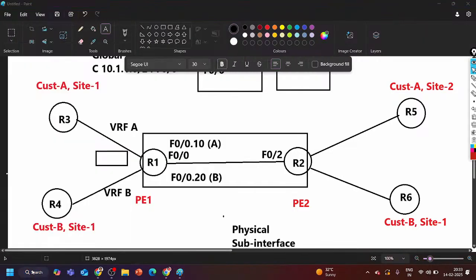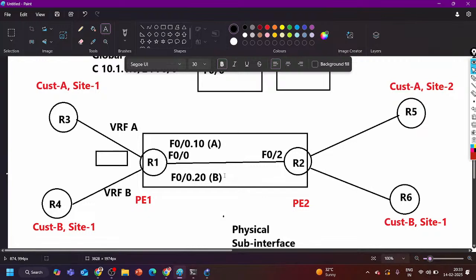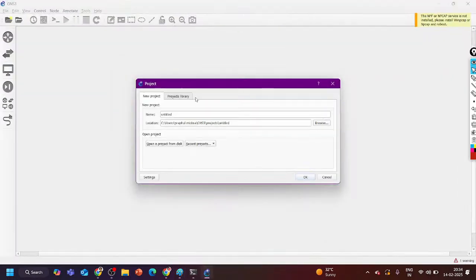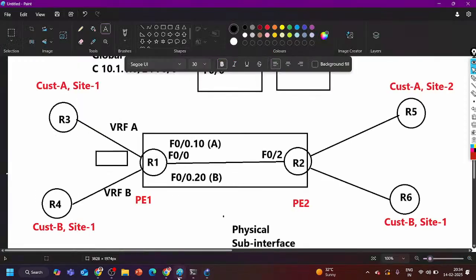Let me open NS3. Generally, we are using VRF in the service provider network or in large enterprise companies. Sir, you have created sub-interfaces in the diagram, right? Sub interface.